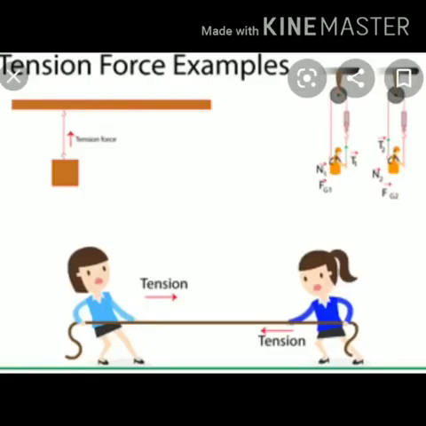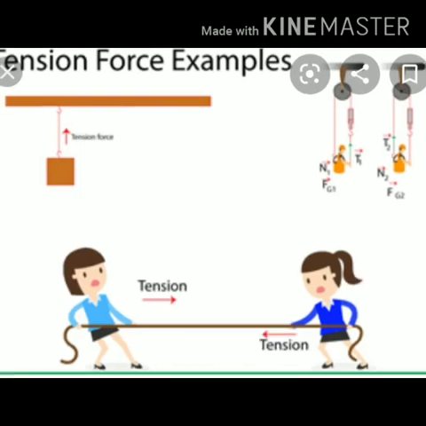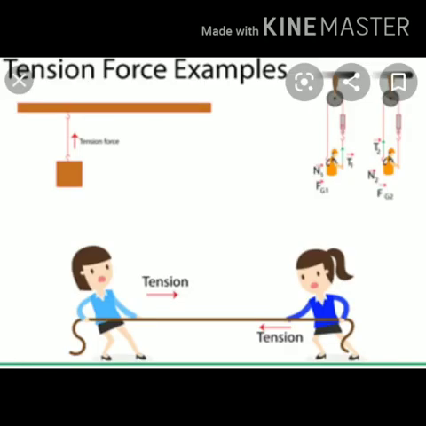In the case of tension, it is the force exerted by a string or rope when it is stretched. The stretched string exerts force in the direction opposite to the applied force. For example, if we pull a cart with a rope, we apply force on the rope, and the rope in turn applies force on the cart, and the cart moves. So in this case, the tension exerted by the rope pulls the cart.